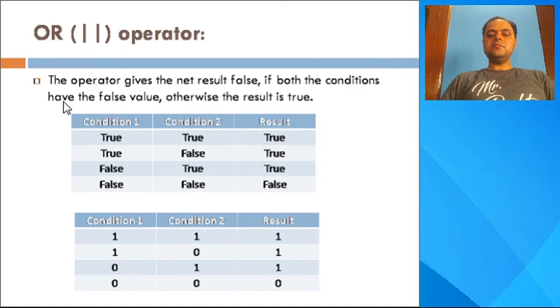Next is the OR operator. The operator gives the net result false if both the conditions have the false value, otherwise the result is true. So only when both conditions are false will the result be false. If condition 1 is true, condition 2 is true, the result will be true. If condition 1 is true, condition 2 is false, the result is true. If condition 1 is false, condition 2 is true, the result is true. If condition 1 is false, condition 2 is false, the result is false. Only in this case is the result false. In binary, 1 1 is 1, 1 0 is 1, 0 1 is 1, and 0 0 is 0. This is in binary form.